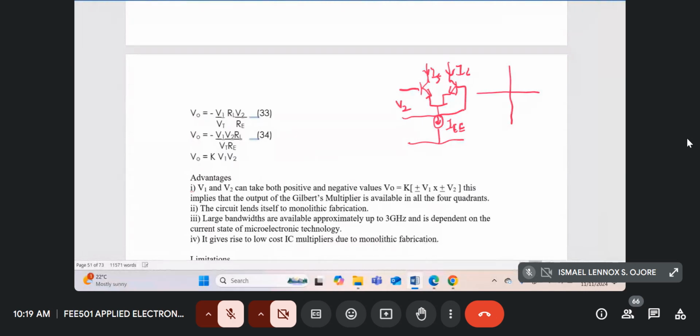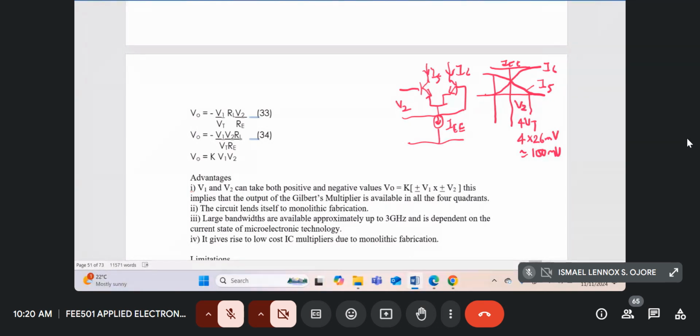And if you plot I5 and I6, you get a curve like this. The sum of the two is always equal to IEE. And the point where I5 approaches 0 and I6 approaches 0, or I5 approaches 0, I6 approaches maximum, is approximately 4 VT. And since VT is 26 millivolts at room temperature, this is approximately 100 millivolts. So this axis is here V2, or it could be V1.